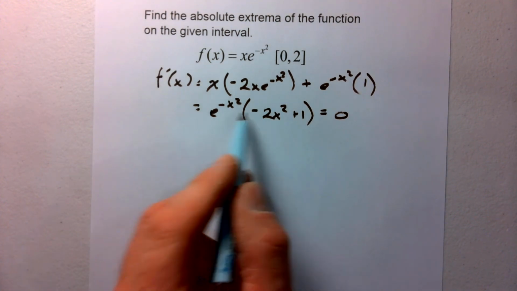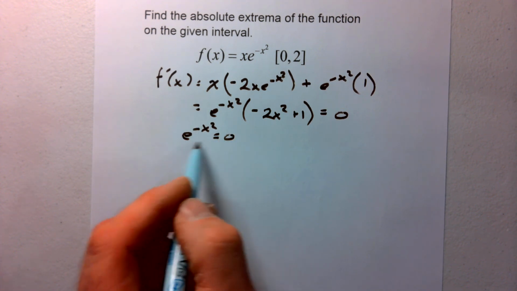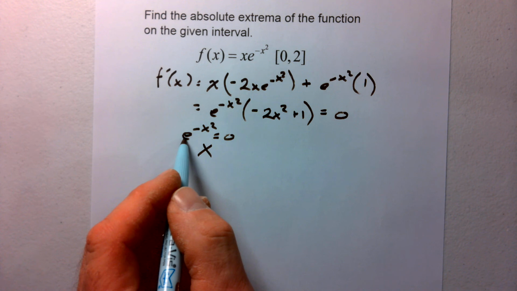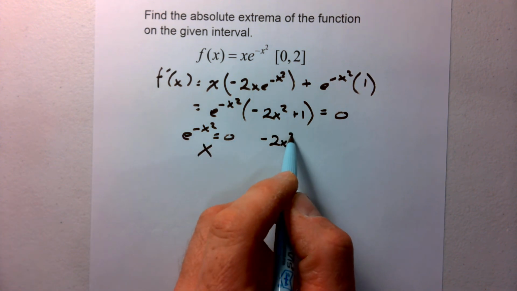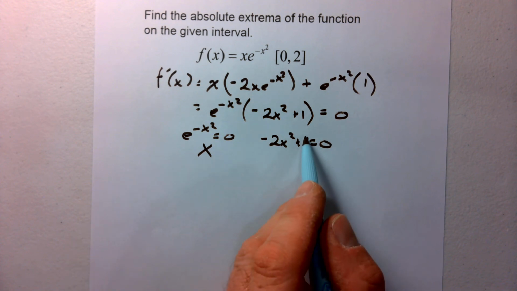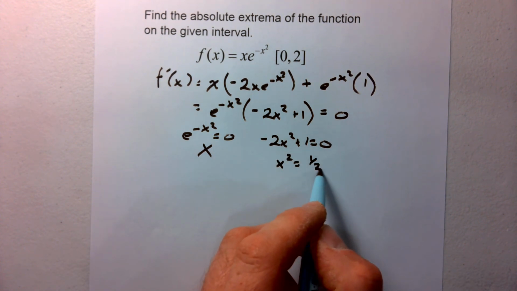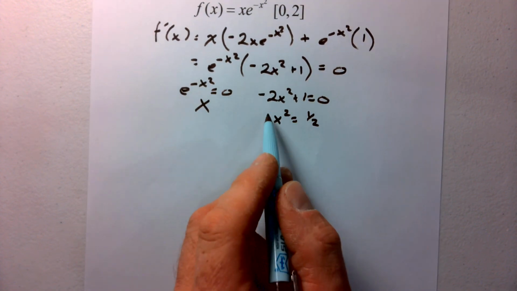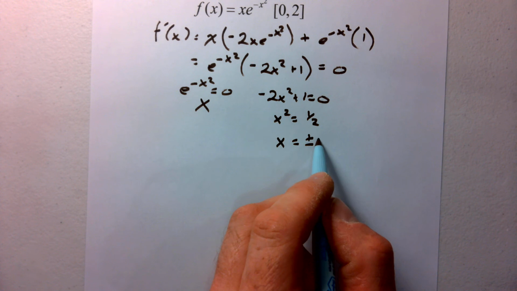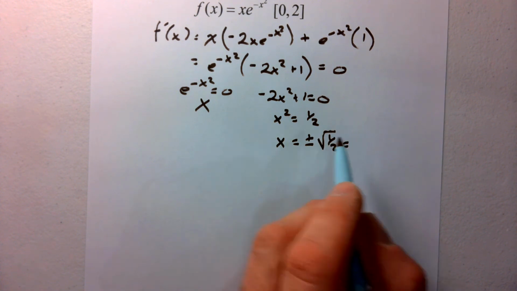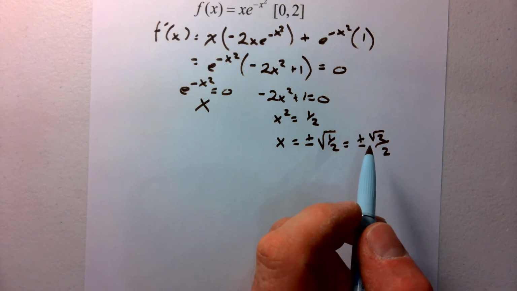So we're going to set each part equal to 0. So e to the -x squared equals 0. That doesn't give us anything. Remember, an exponential can never equal 0. And -2x squared plus 1 set equal to 0. Subtract the 1, divide by the -2, x squared equals 1/2. Take the square root of both sides. So x equals plus or minus the square root of 1/2, or √2/2. We just saw that, didn't we?